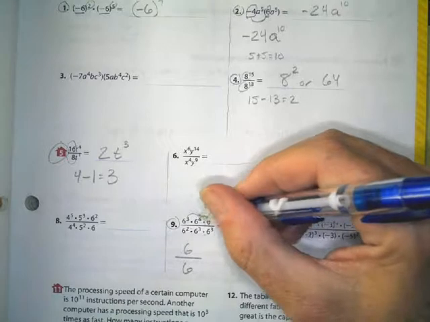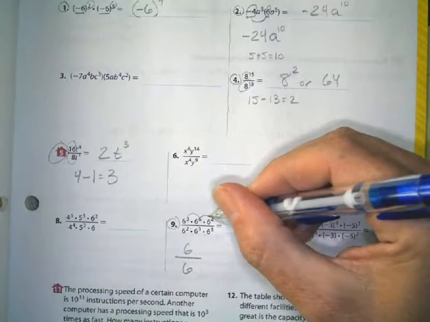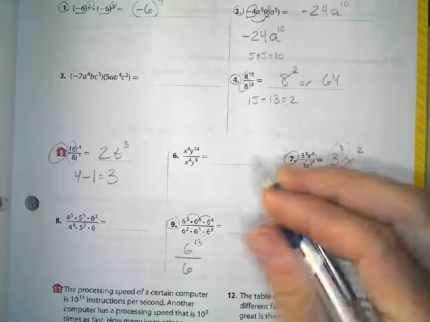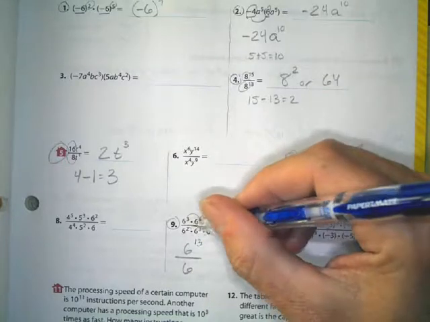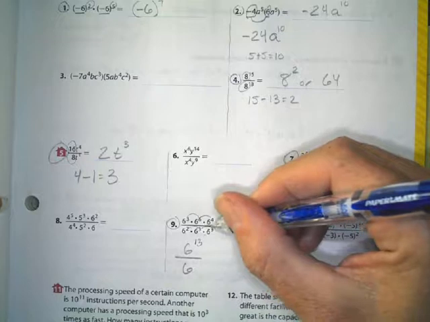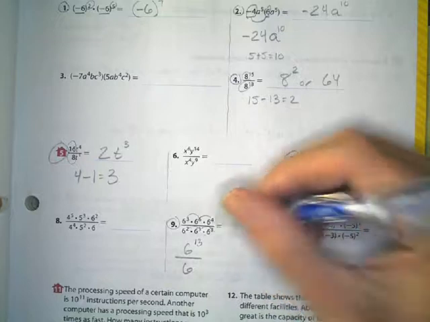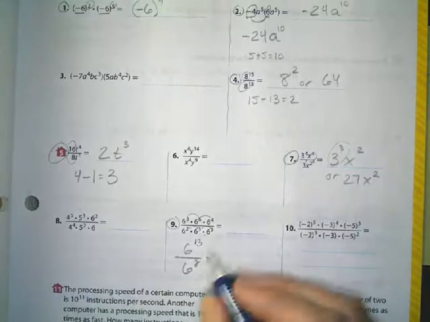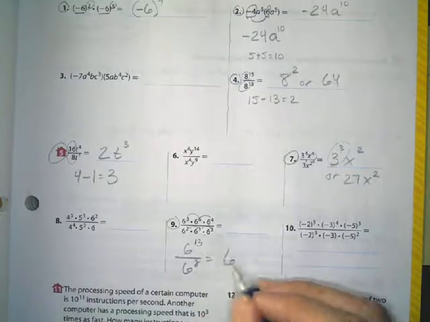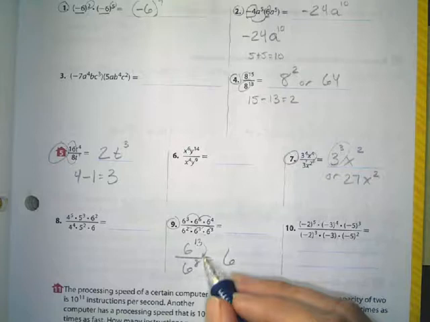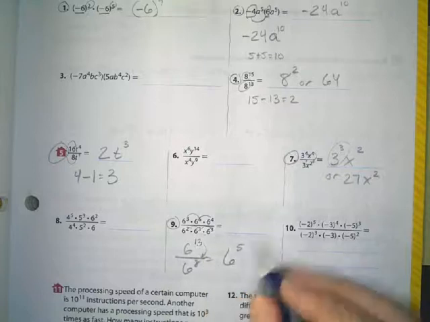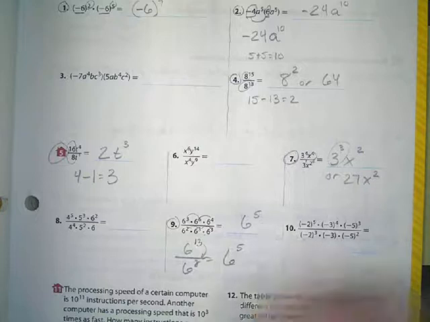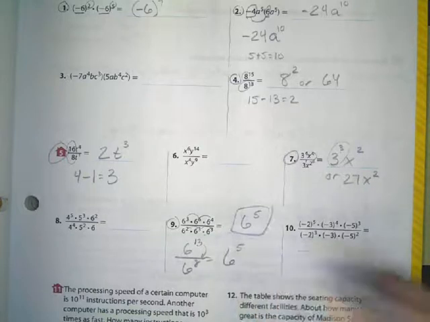3 plus 6 is 9. 9 plus 4 is going to be 13. Down below, 2 plus 3 is 5. 5 plus 3 is 8. But I'm not done yet because now I need to subtract because we're doing division now. I'll have the same base. 13 minus 8 is 5, and so my answer would be 6 to the 5th power. Or again, I could solve that out and keep going with it to find out what that's going to be.